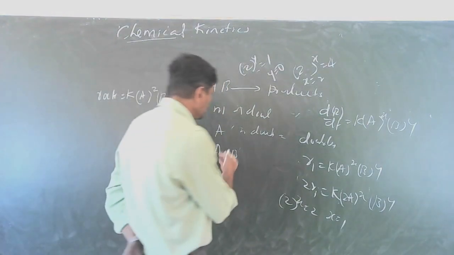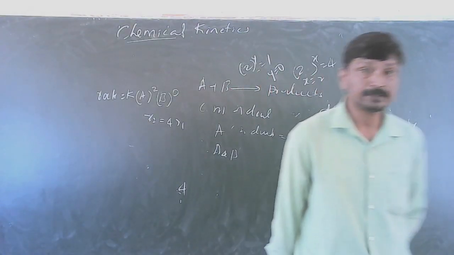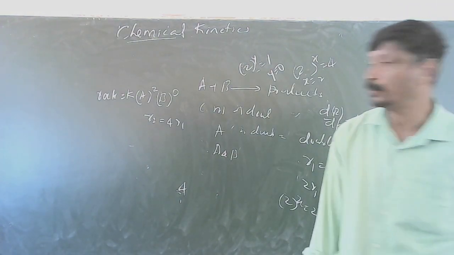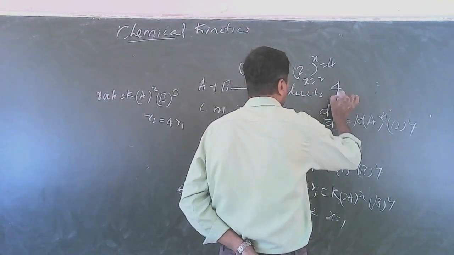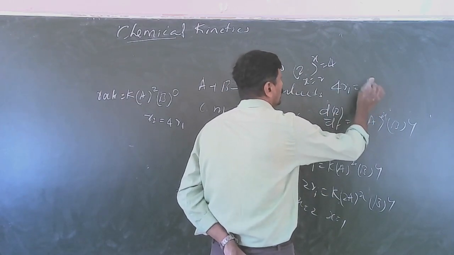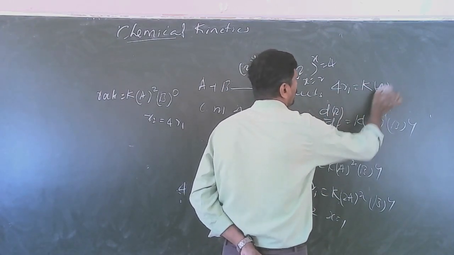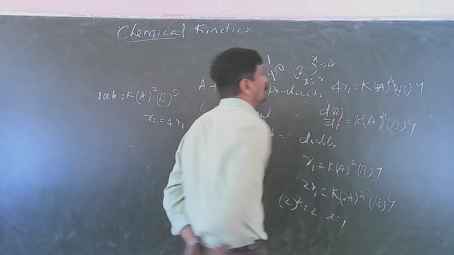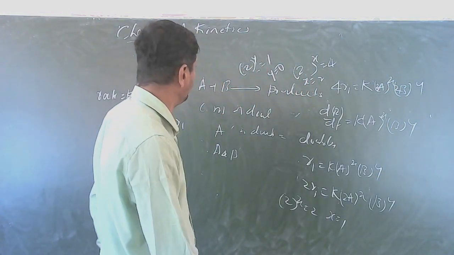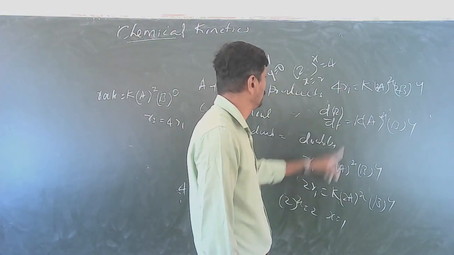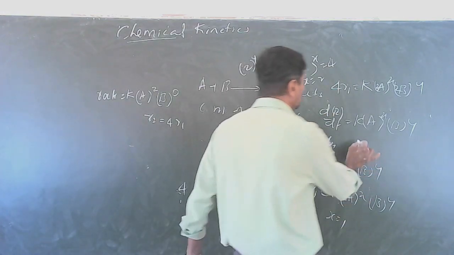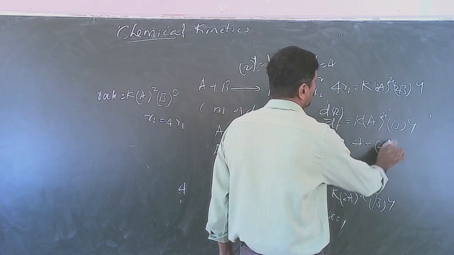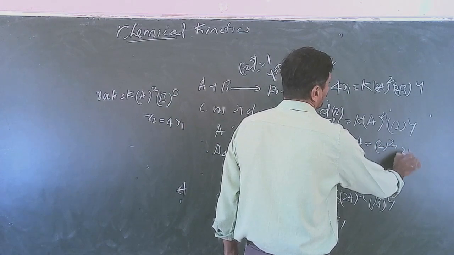The third experiment, what have you done? You have doubled both the concentrations A and B. The rate increases to 4 times. Therefore 4R1 is equal to k into A to the power of x and B to the power of y, both doubled. Now we divide by this. Either you can divide by 4. R1 gets cancelled, k cancelled. 2 to the power of x and 2 to the power of y.